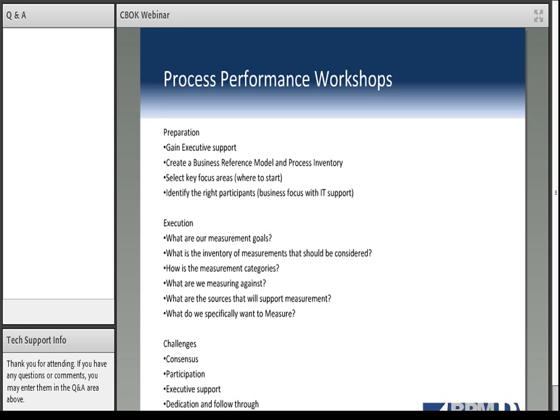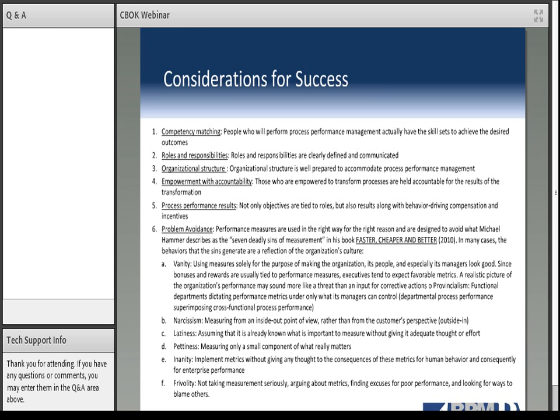Okay, and then the final slide is considerations for success, and then we'll open up for any final questions. So competency matching, having the right skill sets. I can't tell you how many times when you define an organization that's trying to look at performance or metrics, unfortunately what happens is you try to look for available resources to help do the work, but they may not have the right skill set, so the outcome isn't clear, or the outcome is not successful.